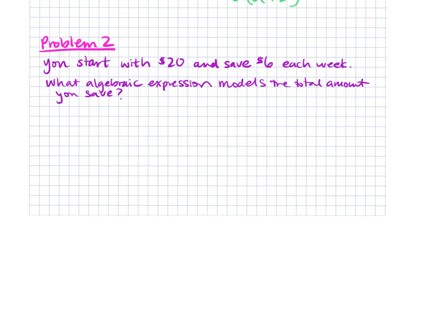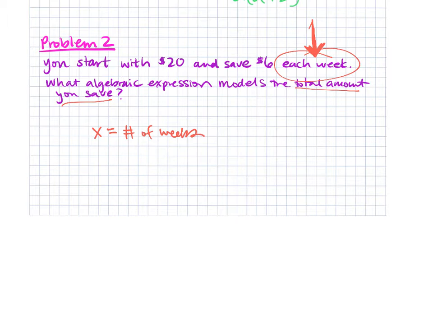Problem 2. You start with $20 and save $6 each week. What algebraic expression models the total amount you save? This is just starting us practicing going from word problems to solving them algebraically. We want to model the total amount that you save. Each week this is going to change, right? You're going to have a different amount each week, so that's going to be your variable. Whenever you do a word problem, you want to start with a variable. I always do X. You can do W for week, maybe that helps you figure out what your variable means. In this case, I usually just use X, and X is what's changing. So X is going to be the number of weeks.